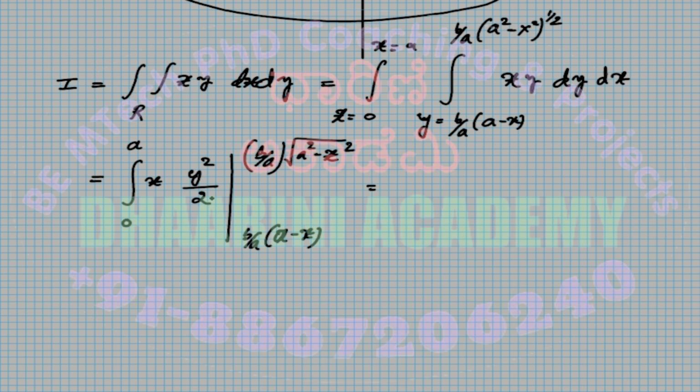Right? So there is a 1 by 2, I can take it outside, and then I'll write the limit 0 to a for x. There is an x, then you substitute y squared as these two limits. When you write y squared, the b by a becomes b squared by a squared.